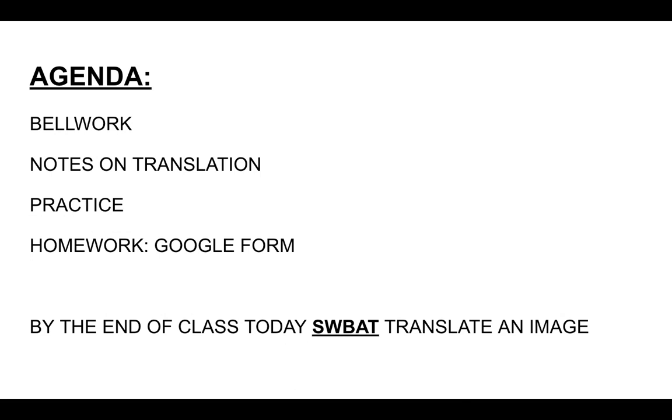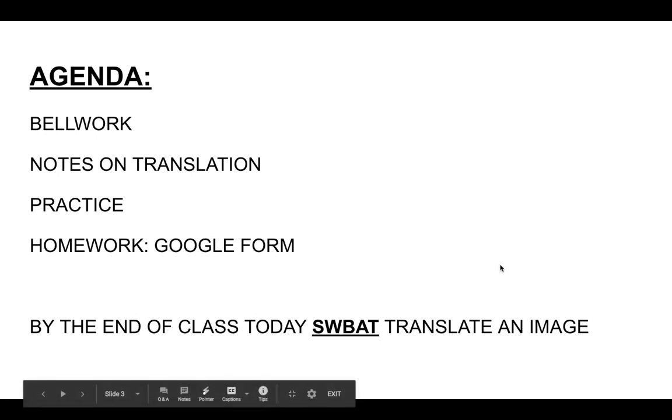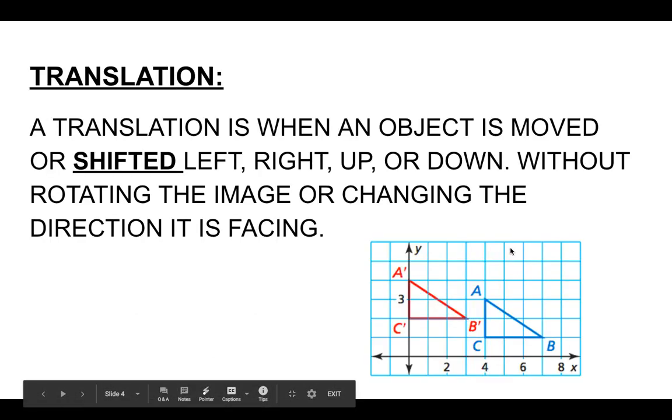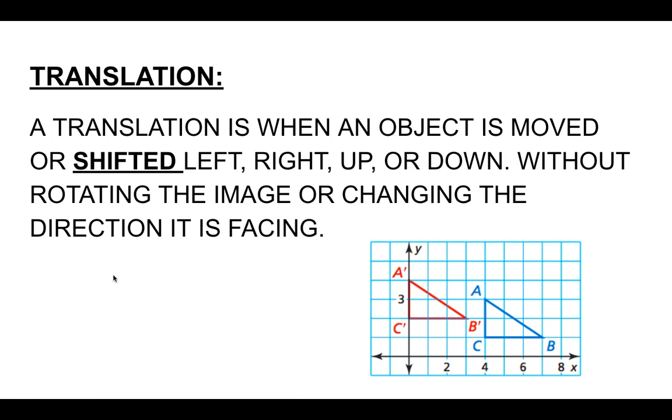By the end of class today, you should be able to translate an image. That's going to be your goal. So, translation. A translation is when an object is moved or shifted left, right, up, or down without rotating the image or changing the direction it is facing. So basically, think of a translation as just taking your object and sliding it around your grid.